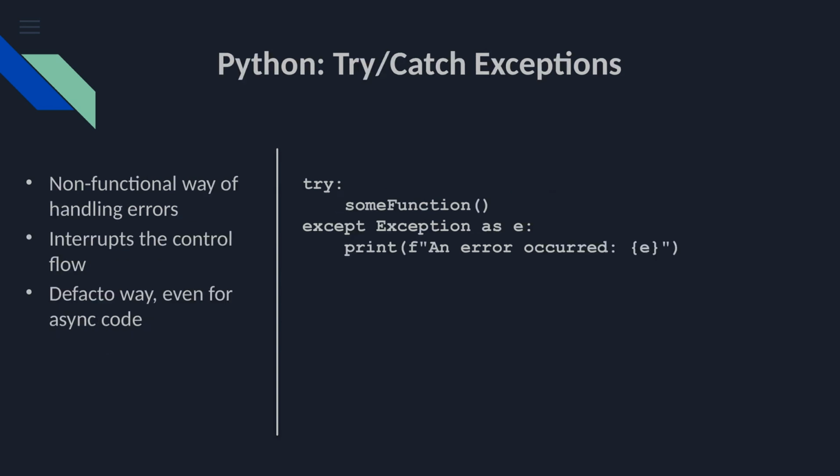In contrast, Python uses try-catch exceptions, which do interrupt the control flow, representing a non-functional way of handling errors. For better or worse, many languages of the time popularized the try-catch method, including C++, Java, and more. In Python, like Go, the community kept this original built-in capability as its de facto standard, even for async code.